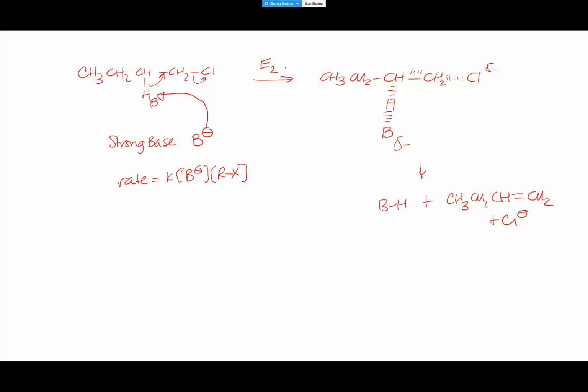Are the E1 and E2 rate equations the same? Yes, so the E1 rate equation would be rate equals k times the concentration of alkyl halide. And there's no nucleophile in that, really. Right, there's no nucleophile in forming the double bond. It would make it go faster, but it really wouldn't affect the rate equation, because the rate equation depends on a changing concentration.